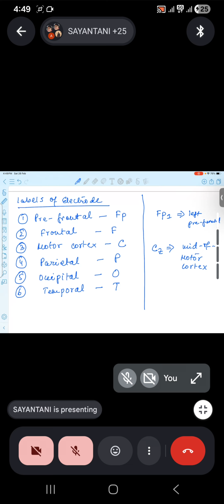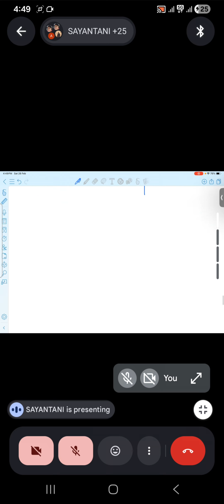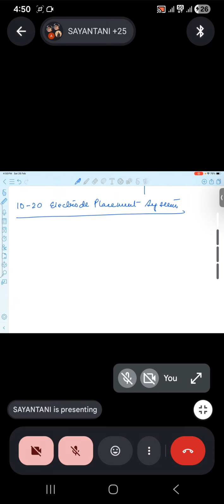All right. Now let us understand. Yeah, we understood where to place the electrodes, right? But how will I place the electrodes? What is going to be the adjacent distance between one electrode and another electrode? So we have a nomenclature, a standard, which is referred to as the 10-20 electrode placement system. All right. So this particular standard is followed.